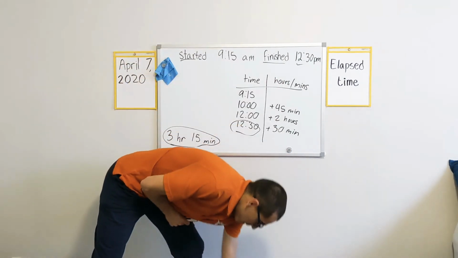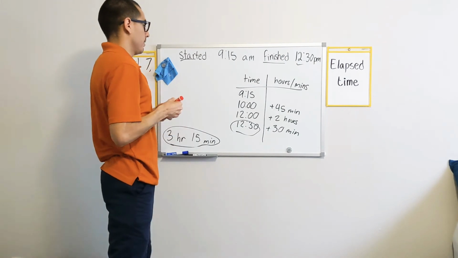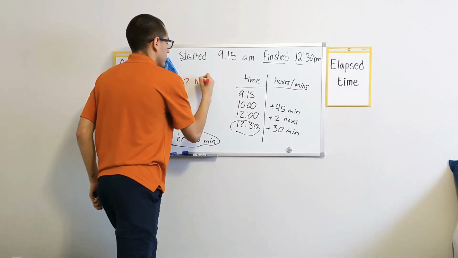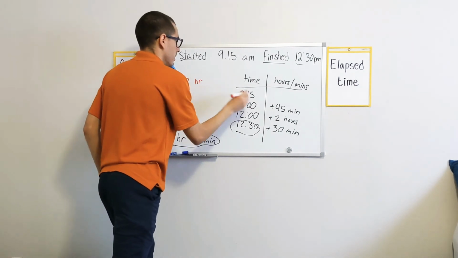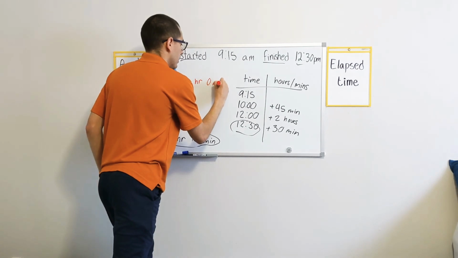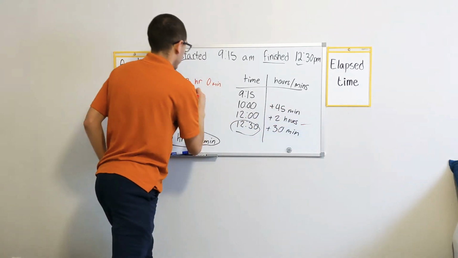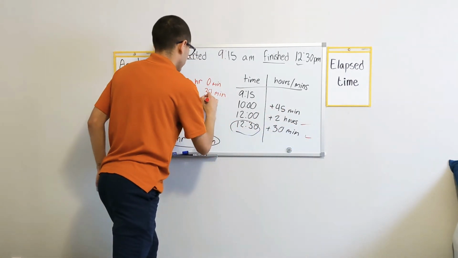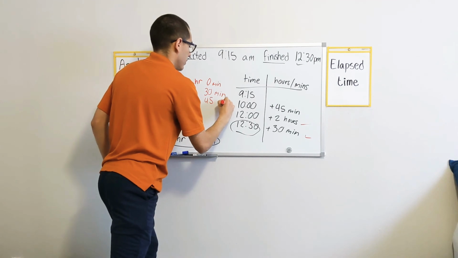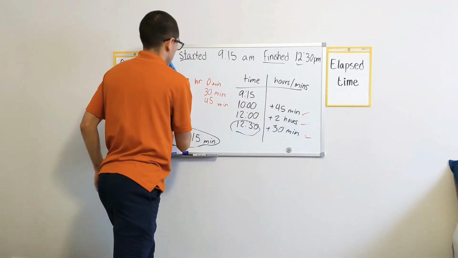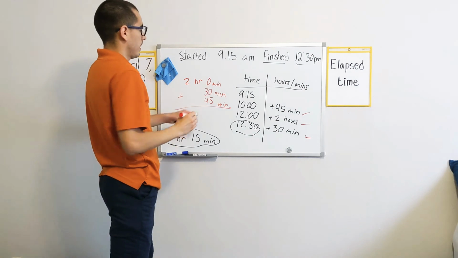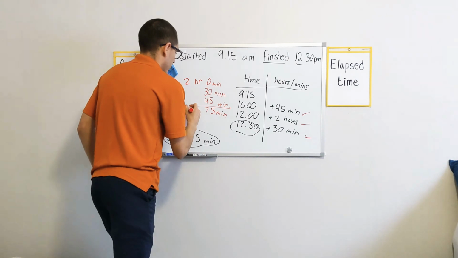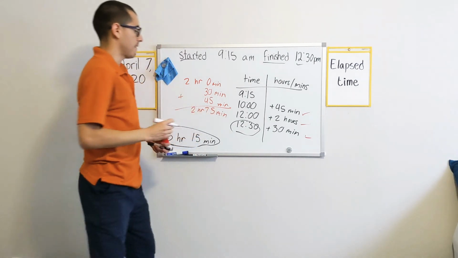I would have to add these up. Now, I'm going to add them up a little differently than I did with the first method. This time I'm going to do it like this. So 2 hours, and there are no minutes, plus 30 minutes, plus 45 minutes. If I were to add this up, I would get 2 hours and 75 minutes.